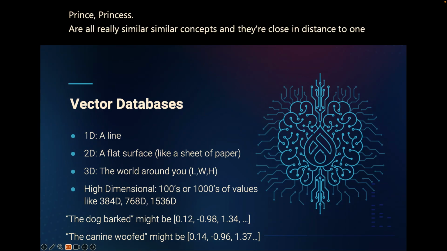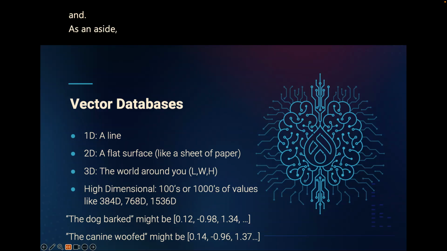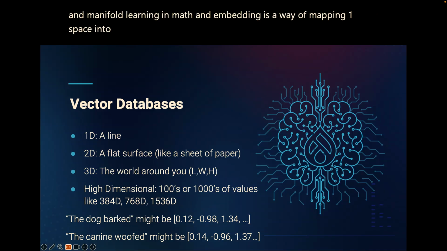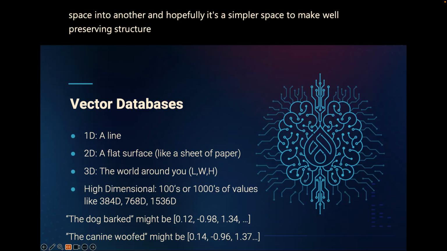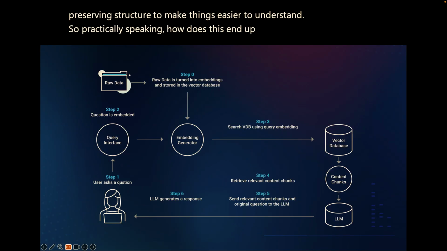But banana would be right off the scale. It's completely different. And as an aside, the whole term embeddings actually comes from mathematics and manifold learning. In math, an embedding is a way of mapping one space into another, and hopefully it's a simpler space, while preserving structure, to make things easier to understand.